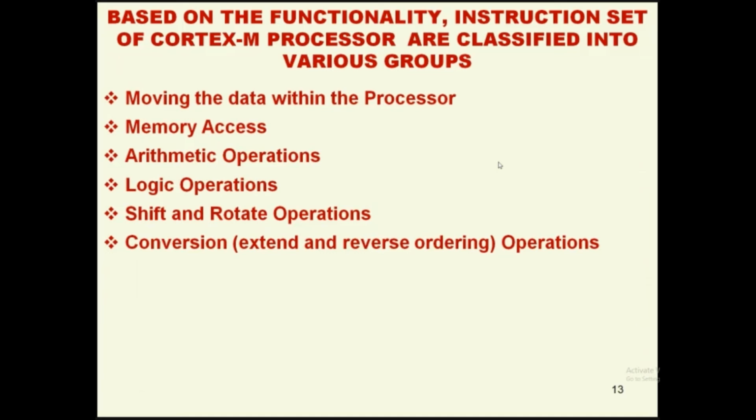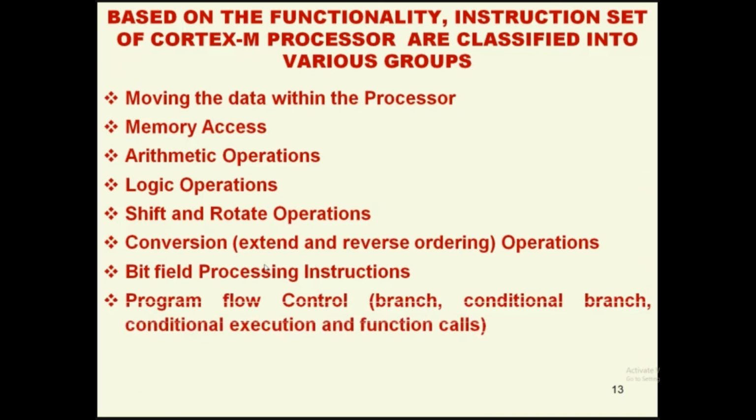So for example, 8-bit data must be converted to 32-bit data, and 16-bit data must be converted to 32-bit data, and reverse ordering. Reverse ordering is mainly used for big endian and little endian, which we will be discussing in detail, right? So moving data within the processor and memory access, which come under data transfer instructions, then arithmetic operations, logical operations, shift and rotate instructions, conversion operations, and bit field processing instructions.